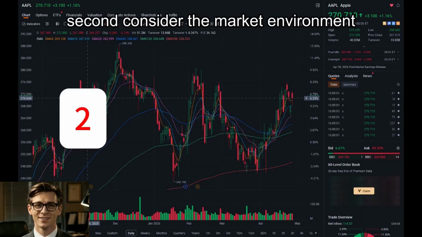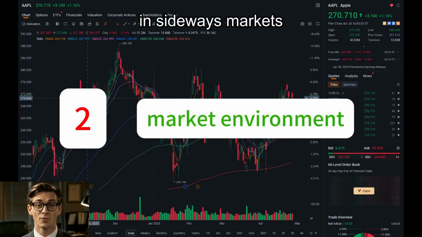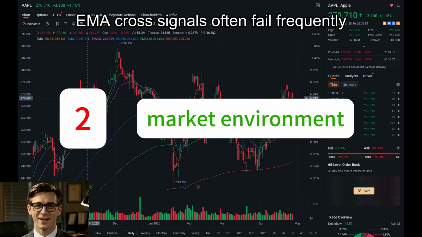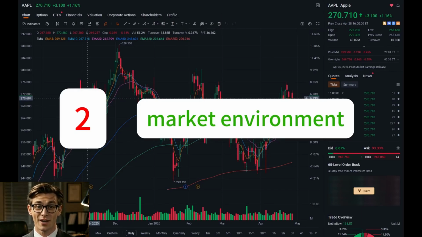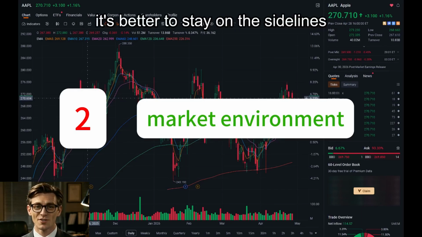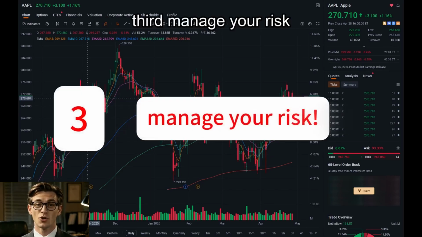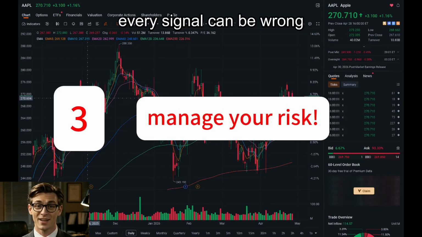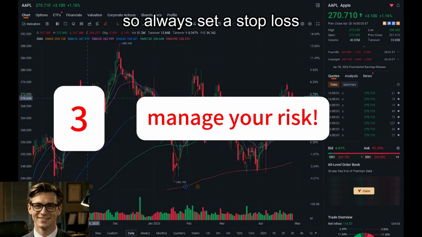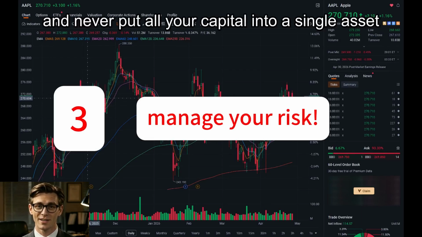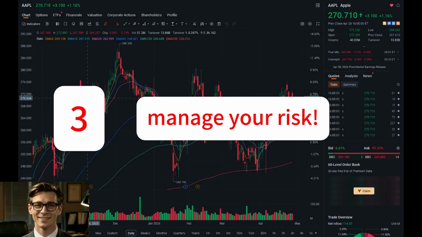Second, consider the market environment. In sideways markets, EMA cross signals often fail frequently. Don't force trades. It's better to stay on the sidelines. Third, manage your risk. Every signal can be wrong, so always set a stop loss and never put all your capital into a single asset.